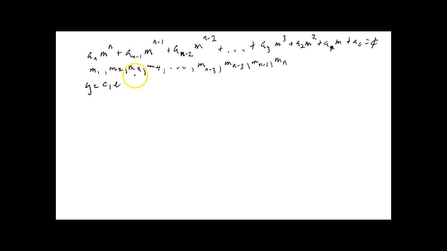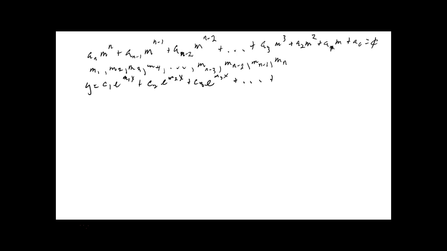Then you have y is equal to c1 e to the m1 x plus c2 e to the m2 x plus c3 e to the m3 x. Goodness gracious, you would think repetitive things would be easier. Plus dot, dot, dot, and you just keep going till you get to the end. Now, that's if they're all real, distinct roots.